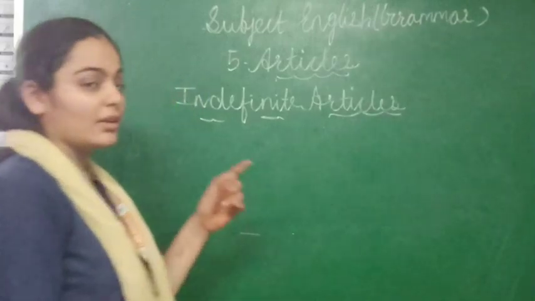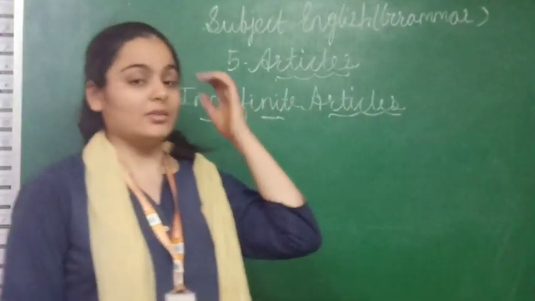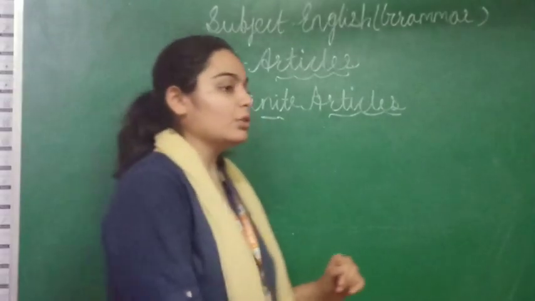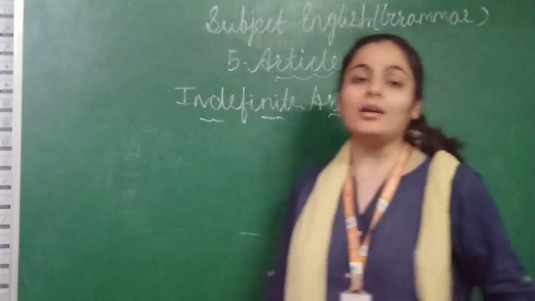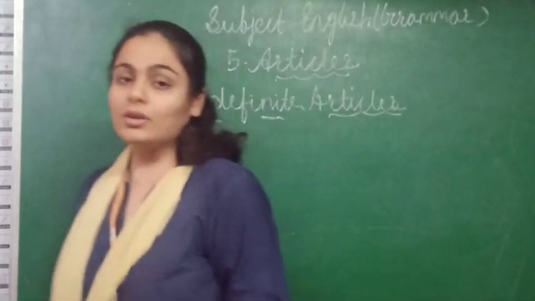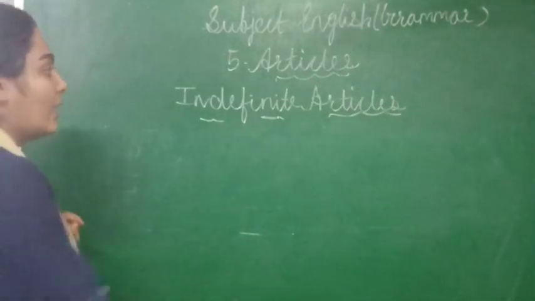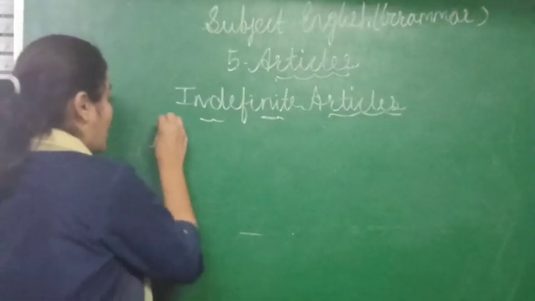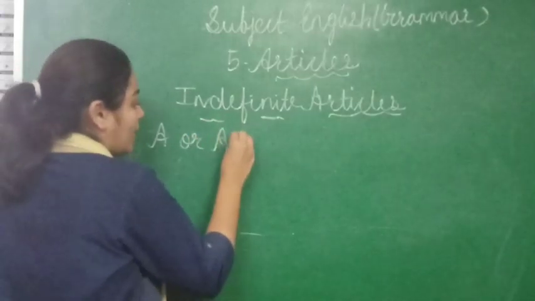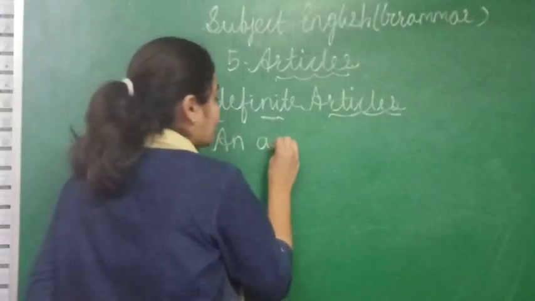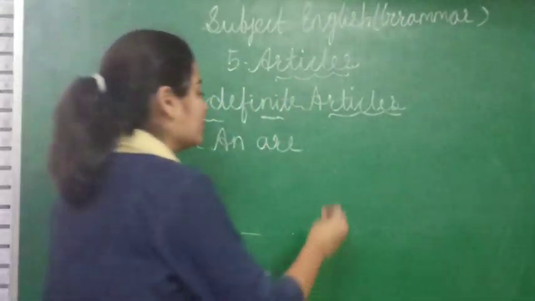Yes, so today in English grammar we will start chapter number 5, articles. We already know what articles are, right? A, an, and the are articles. Okay, so what are the indefinite articles? A and an are indefinite articles.